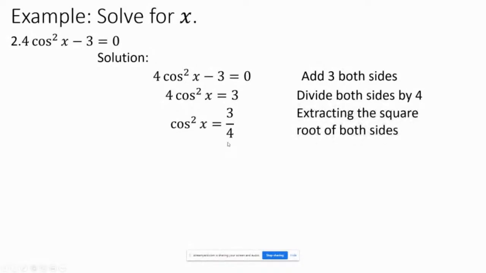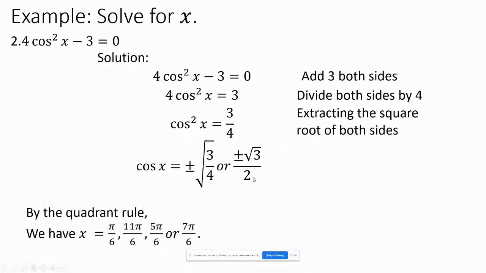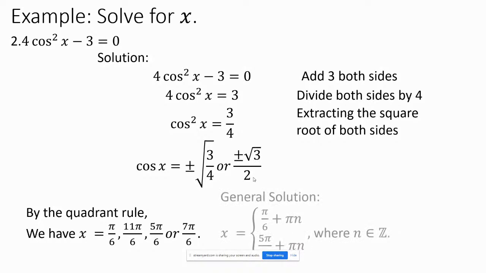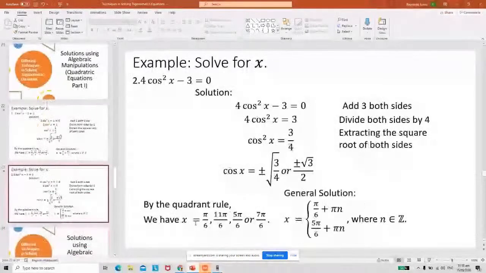Now, again, extract square root of both sides. So, it's positive or negative square root of 3/4 or simply positive negative square root of 3 over 2. Okay po? So, ito yung kanyang mga values using calculator. Sige, tingin nga kami, sir. Tingin nga po kami.